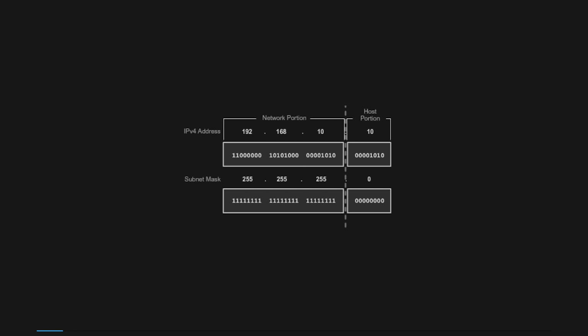The network ID, derived from the high-order bits, specifies the network to which the device belongs. In this case, the network ID is 192.168.10. The network ID remains the same for all devices within the network segment, allowing them to communicate with each other directly. The host ID, derived from the low-order bits, differentiates individual devices within the network. In our example, the host ID is 10, signifying the specific device with that IP address within the network segment. The host ID is unique within the network and enables targeted communication between devices.